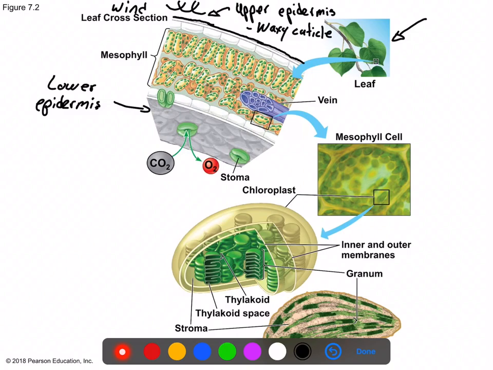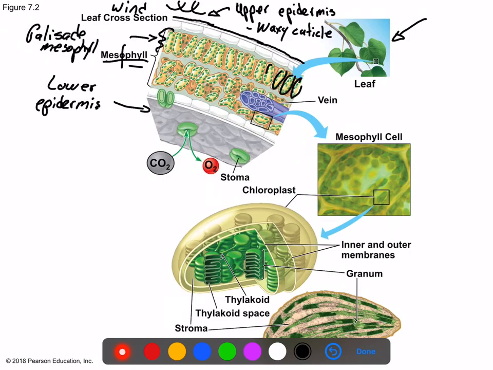Okay, so we know the upper epidermis is waxy to prevent dehydration. Okay, what about the next layer below that? This layer of cells right here. That layer is called the palisade mesophyll. And you see the word here also. Mesophyll stands for middle of the leaf. That's literally what it says. Meso, middle, and then phyll is a leaf.